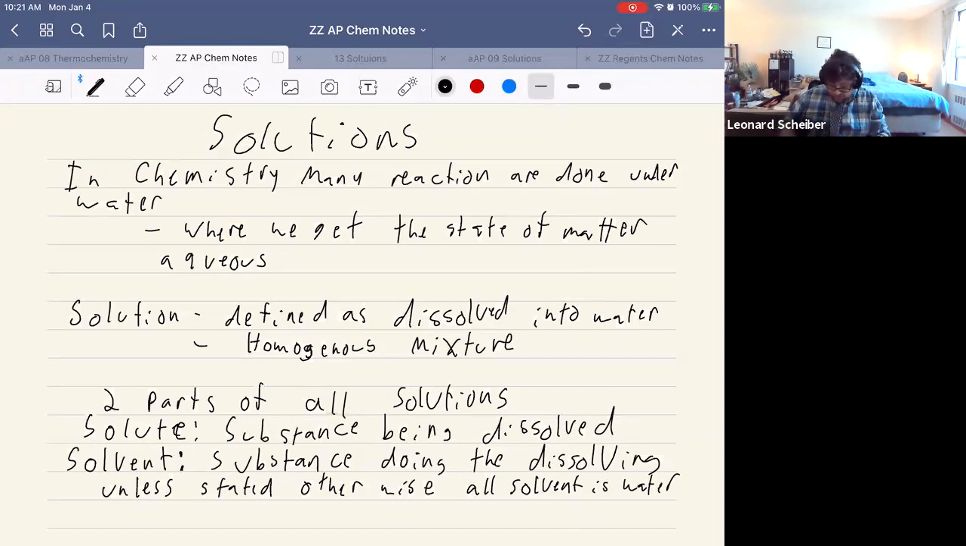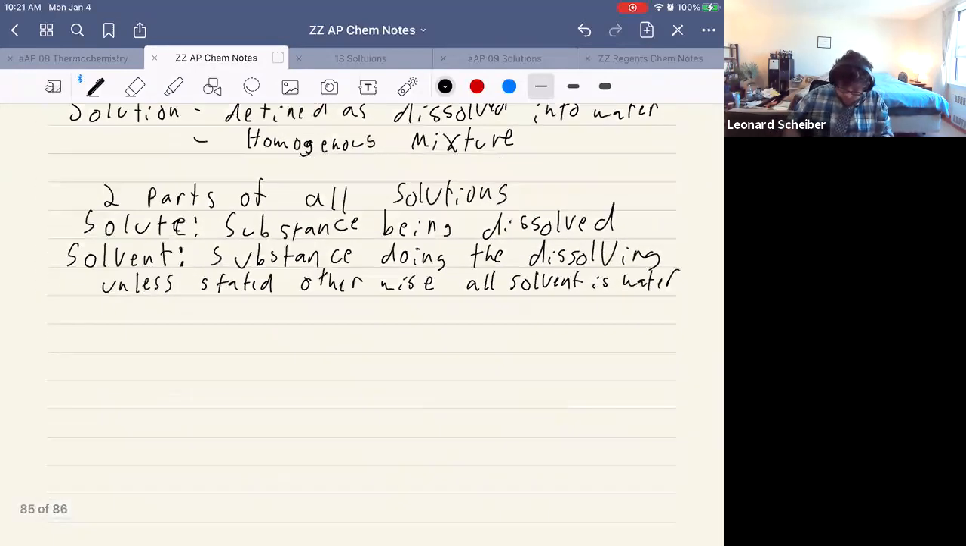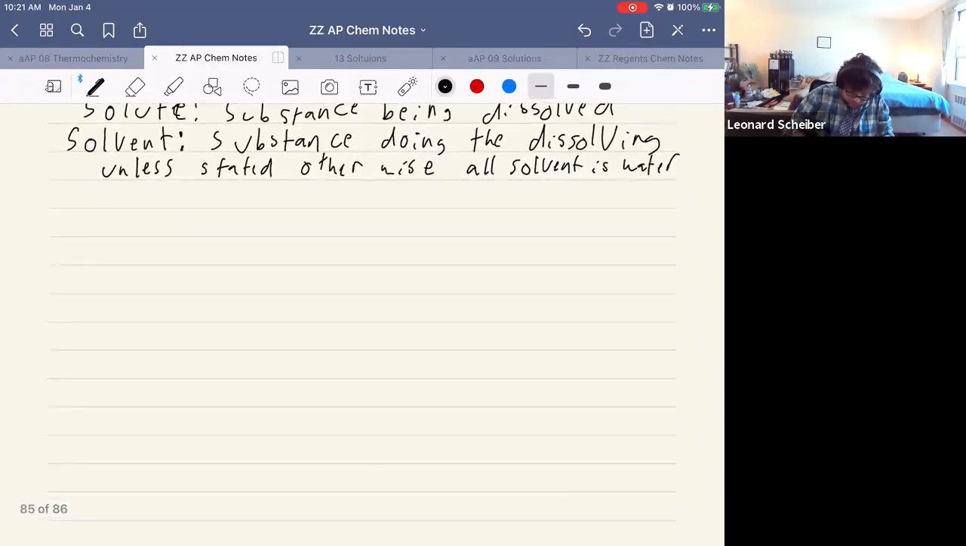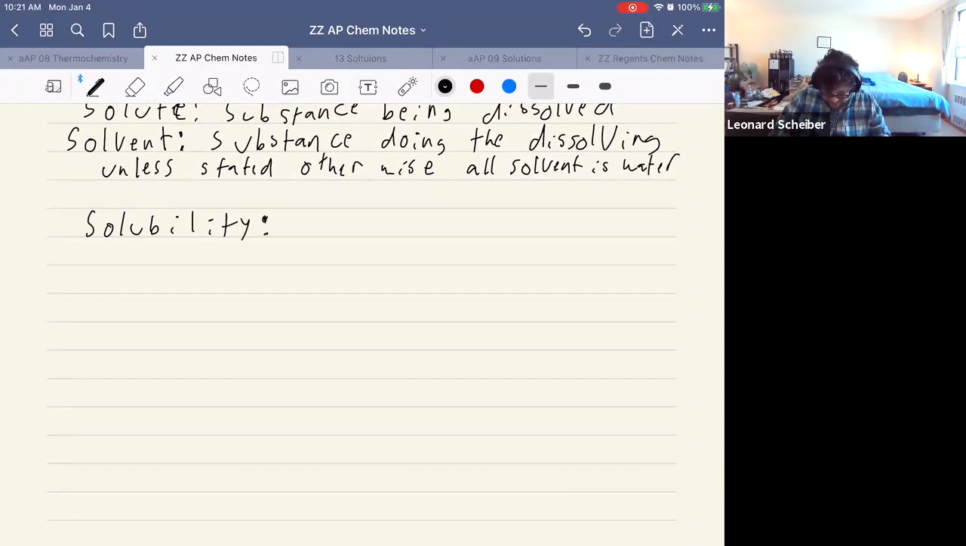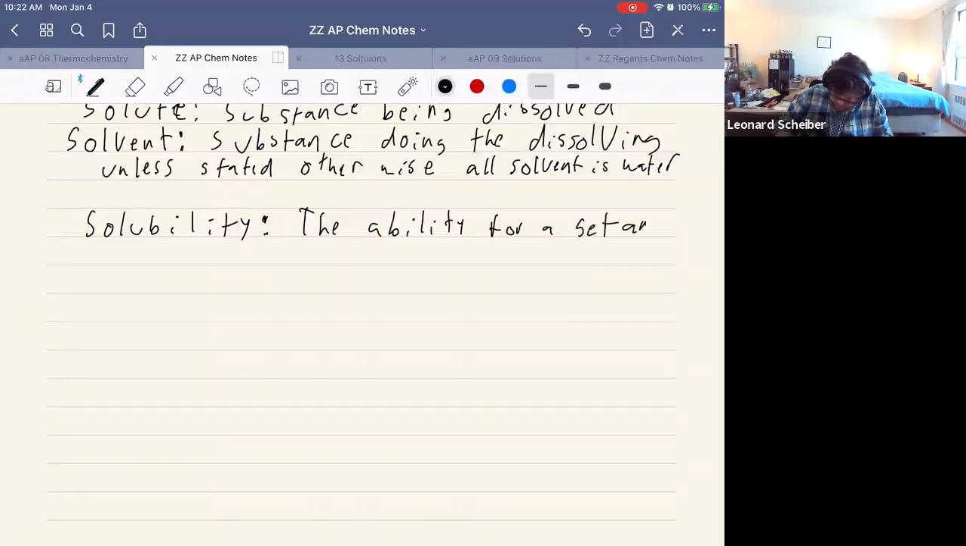Now, of course, when we talk about solutions, we have to talk about the most important property of solutions, solubility. Solubility is the ability for a set amount of solute to be dissolved in a set amount of solvent.